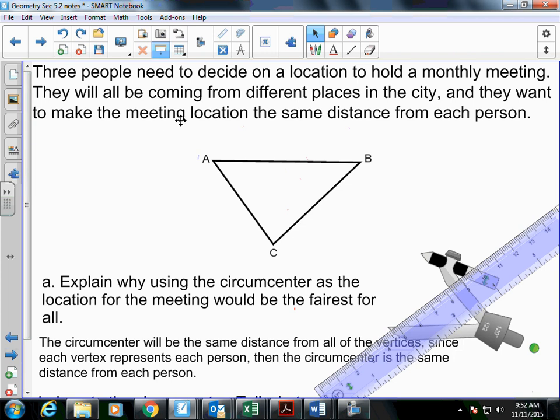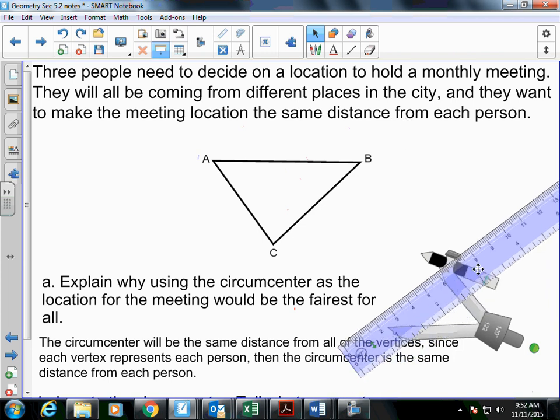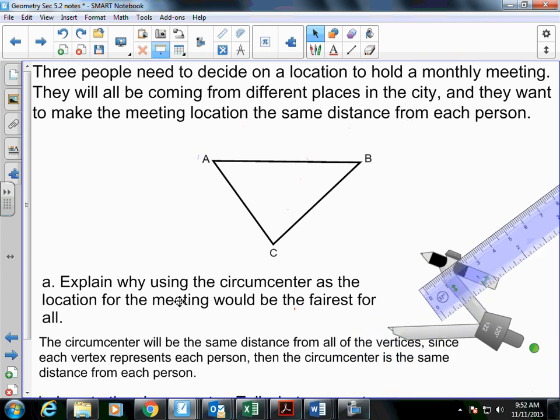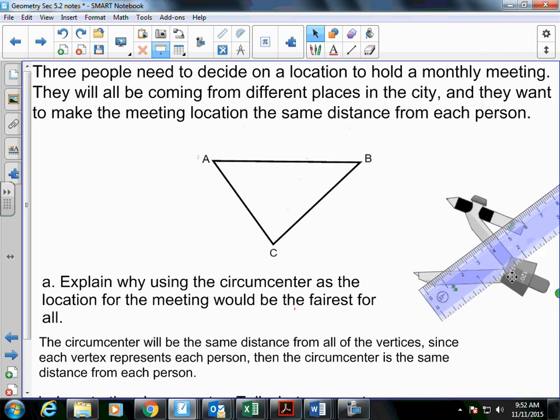All right, so here we've got a problem where it says three people need to decide on a location to hold a monthly meeting. They'll all be coming from different places in the city, and they want to make the meeting location the same distance from each person. And we want to explain why using the circumcenter as the location for the meeting would be the fairest for all, and I've already got the answer written out here.